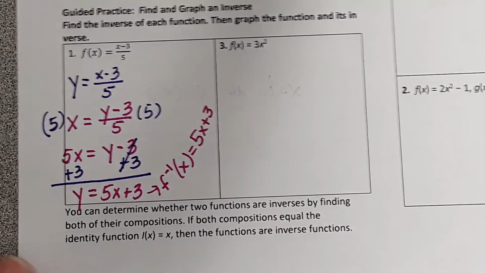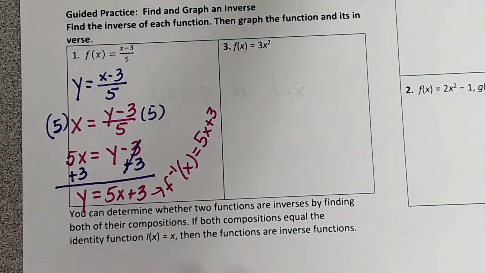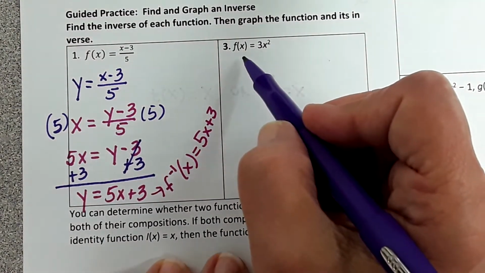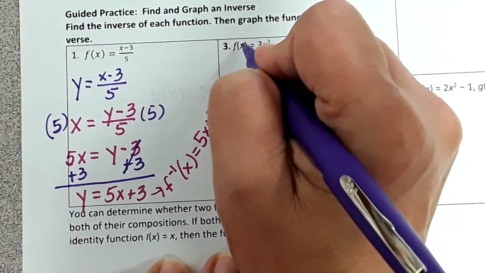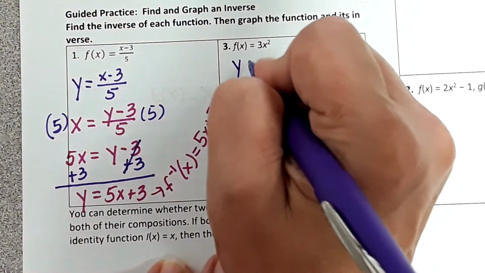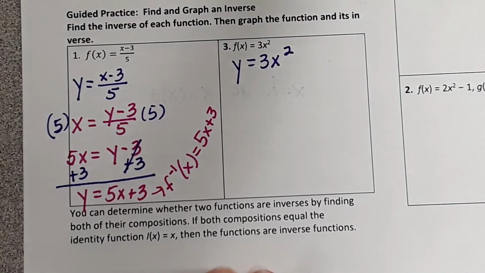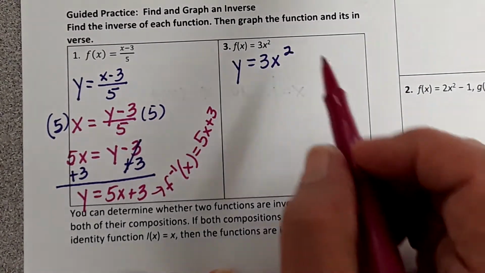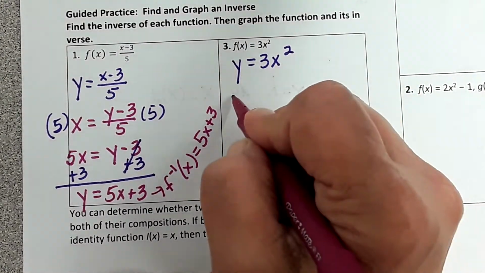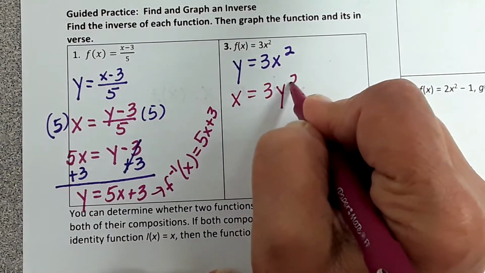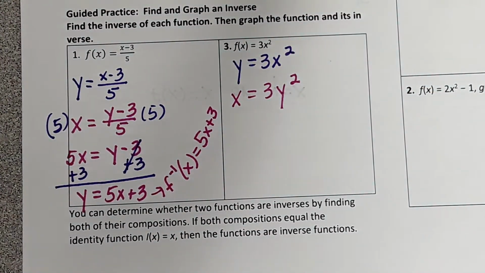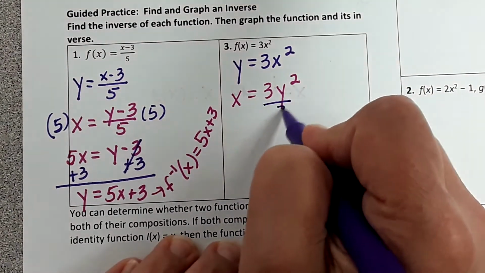So number 3, you guys, what am I going to do? I'm going to rewrite the f of x in what terms? So instead of f of x, I'm going to write y equals 3x squared. Now what do I do? Switch them. So now it's x equals 3y squared. Now what? You can't take the square root yet, but we are going to. What do we have to do first? Get rid of the what? The 3. So we're going to divide by 3.